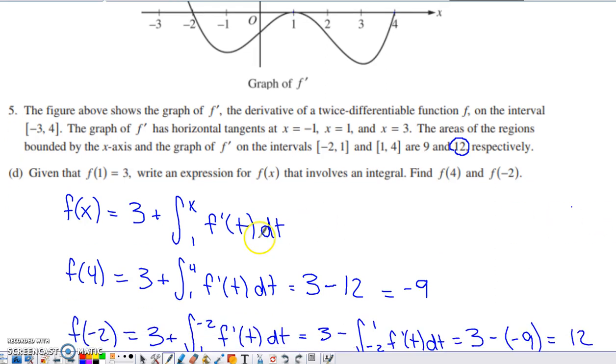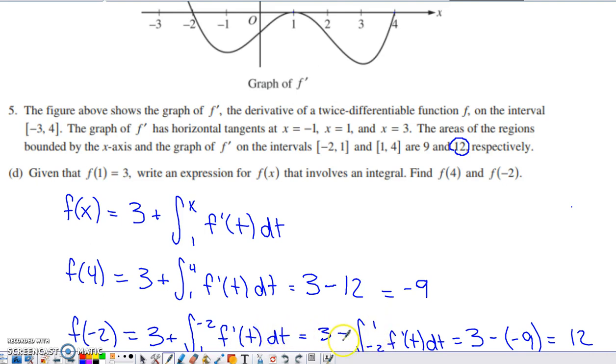For the second part of part D here, find f of negative 2. Same idea initially. So I'm taking 3, I'm adding on how much the function changes by integrating the rate of change of the function, the derivative of the function, from 1 to negative 2. If you want to use signed area arguments, you do want your limits of integration to be in the proper numerical order. You want the smaller number at the bottom and the bigger number at the top. So we didn't have that initially when we set this integral up here.